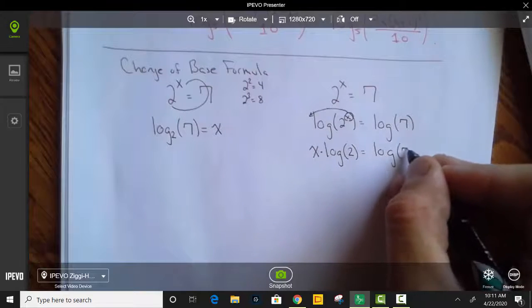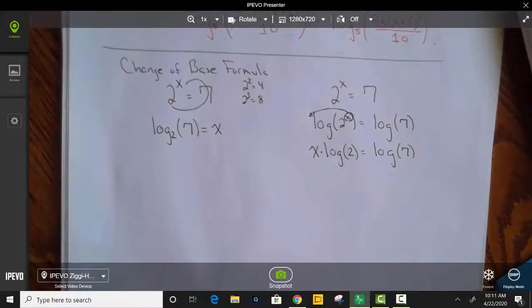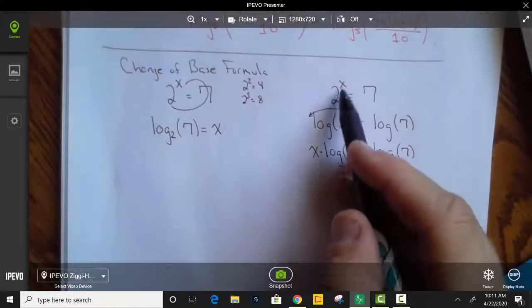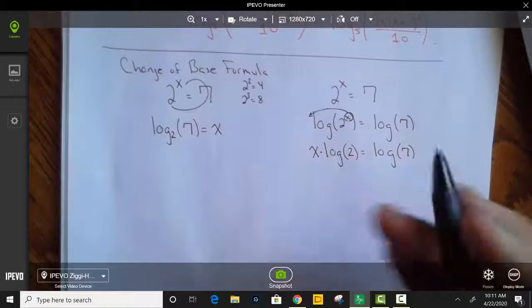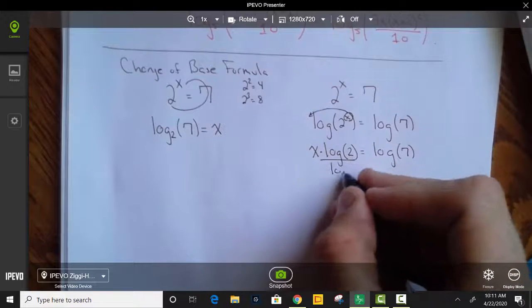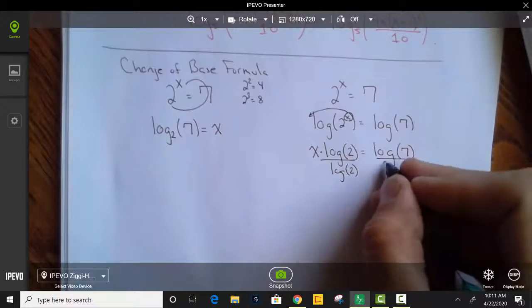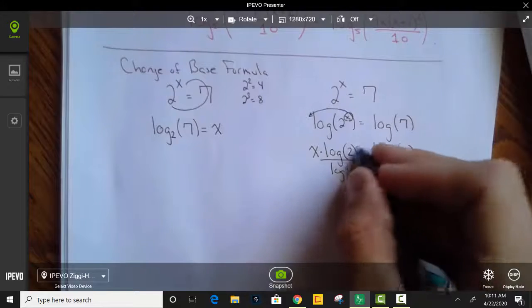The reason we take the log of both sides and then bring the x to the front using the power rule is we no longer have an exponential, but now we have a multiplication problem. And so we can just very simply divide by log 2.